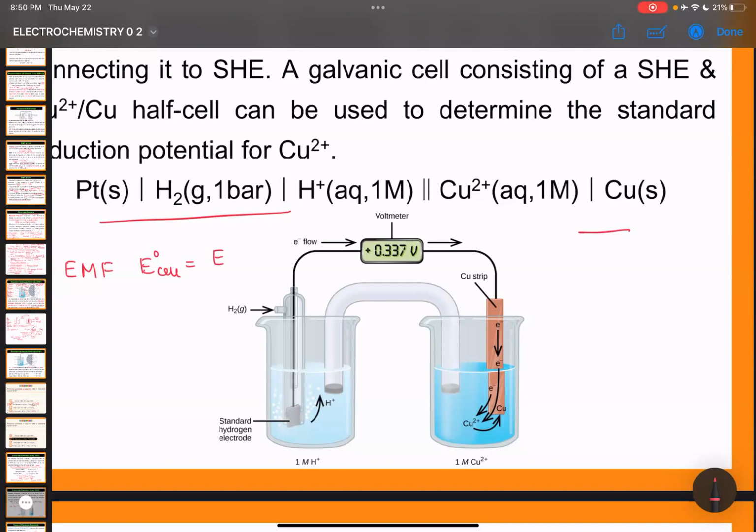Current flows from cathode to anode. So EMF is taken as the difference of the electrode potential of cathode and anode. This is measured by putting a voltmeter or Wheatstone bridge.